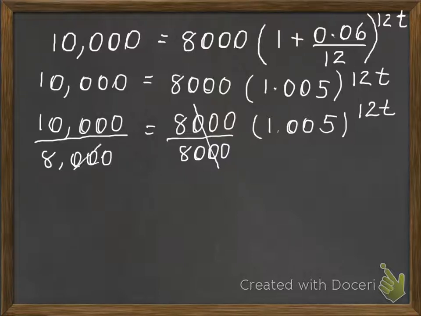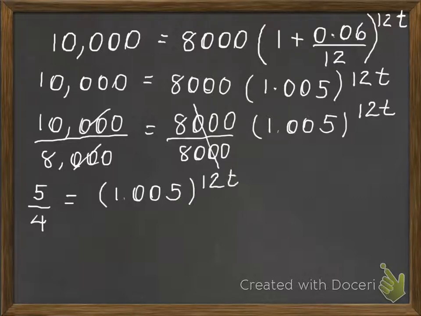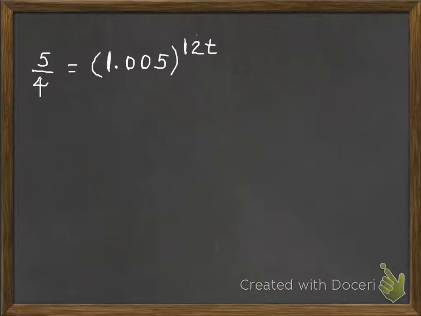And over here, these zeros cancel, and this reduces to 5 over 4 equals 1.005 to the power of 12t. Now you see that we have the exponential function where this value, which is by itself, is our y value. That's our range. And this value is the x value. That's the domain. And here's the base.